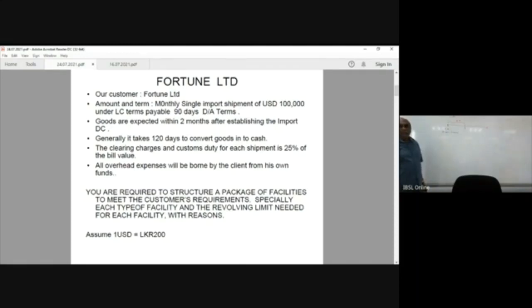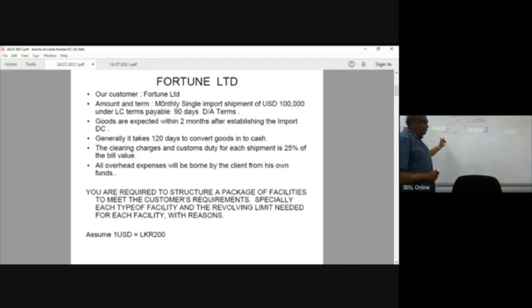And generally it takes 120 days to convert goods into cash. Now here, the cash. What's the duration? 120 days. That is 4 months to get the cash. But when you receive the documents, the customer has to accept the document.